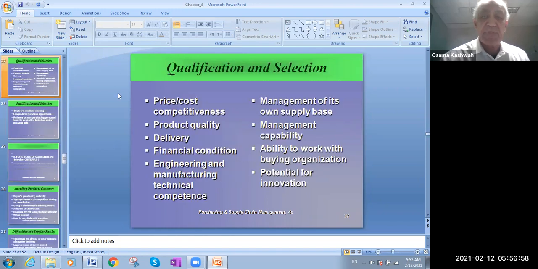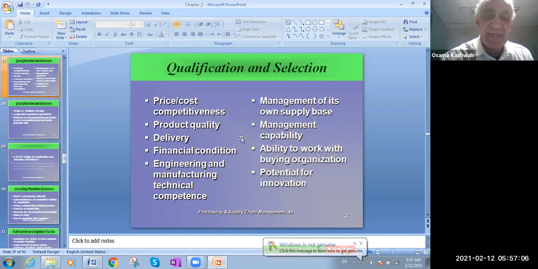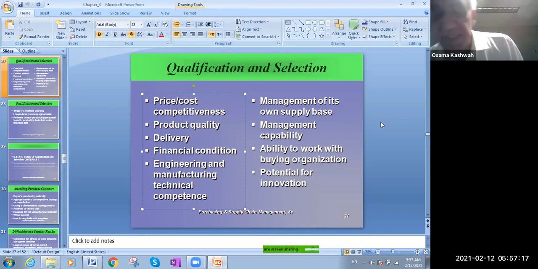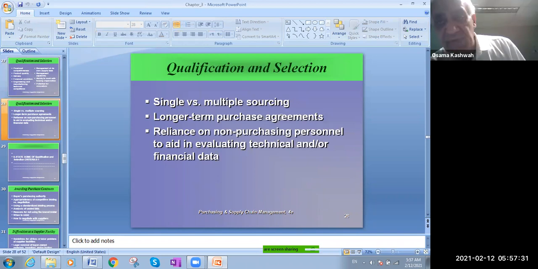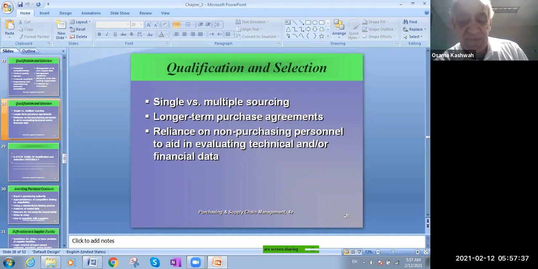So the qualification and selection. State some of the qualification and selection criteria. The criteria are here as example: the price and the cost, the product quality, the delivery, the financial conditions, the engineering and manufacturing competences, the selection, like the management of its own supply-based management, ability to work with buying organizations, and potentials of innovations. Those are examples for the qualifications and selection.